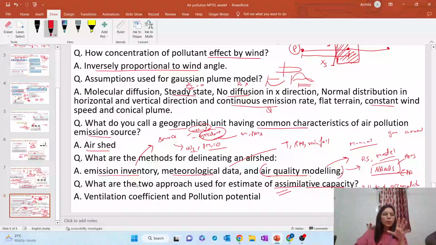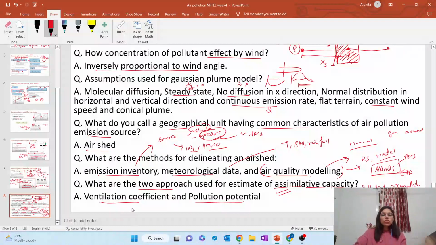Now there are two approaches that are used to measure or to estimate the assimilative capacity. These two approaches are ventilation coefficient and pollution potential. Now each of them has a different effect on assimilative capacity. Okay. Ventilation coefficient, as the name suggests, ventilation means that there is more diffusion. Something is going out, something is spreading. So if the atmosphere has a high ventilation coefficient, then the assimilative capacity is more.